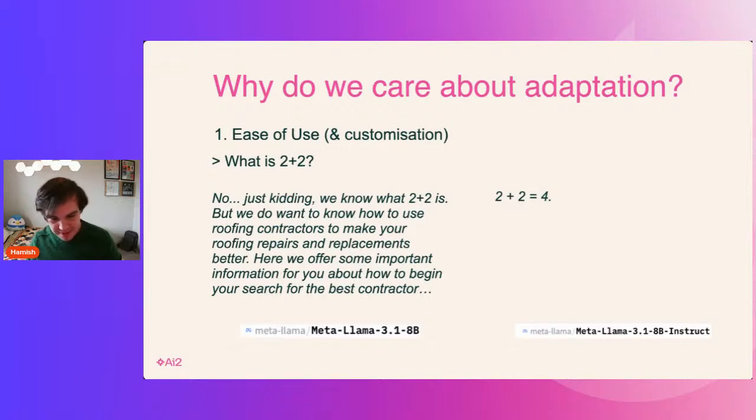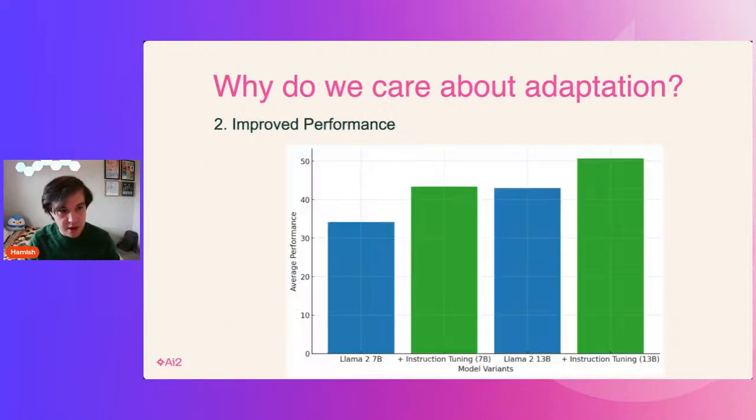What adapting models lets us do is basically use them in a way that we prefer. So if I go and ask Llama 3.1, what is 2 plus 2? The output I get from the base model is some talk about roofing contractors, and it doesn't actually answer the question. But if I use the instruct version, which is the adapted variant, then it plainly gives me the answer, which is what I'm looking for.